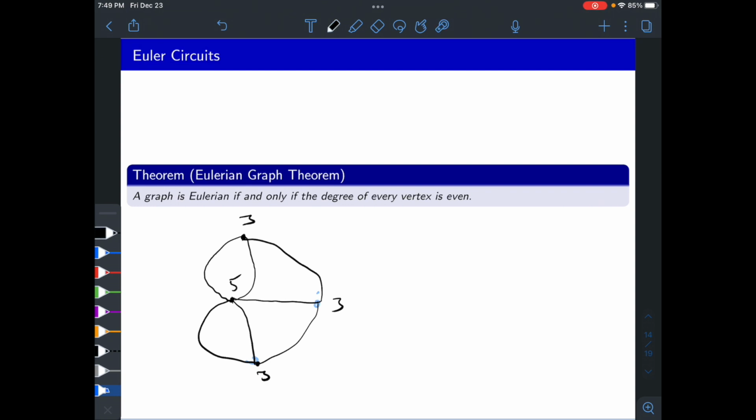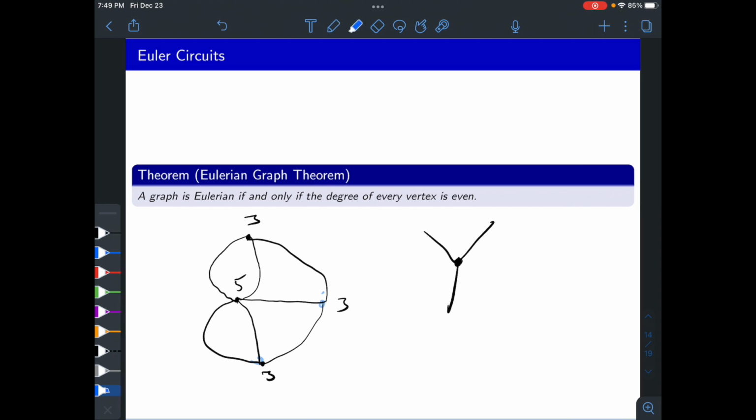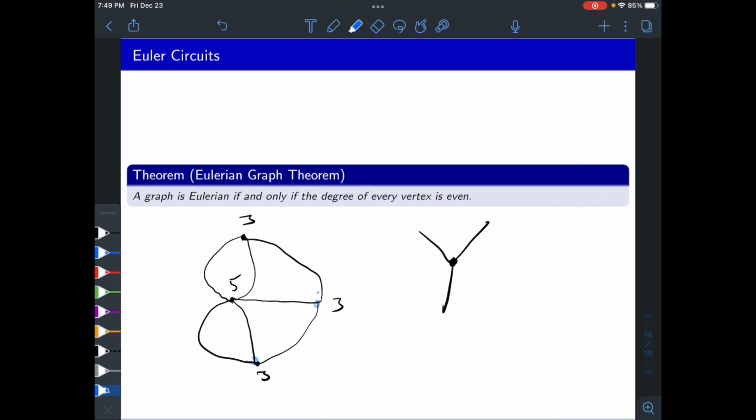Understanding why this is true is actually also not too bad. So let's say that we have an odd vertex in the graph. Let's just say for simplicity's sake that the degree is 3. If you needed to have a circuit that has no backtracking and uses all of the edges in the graph, at some point you would have to travel along one of these edges, might as well be this one.